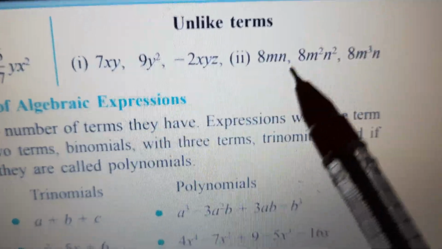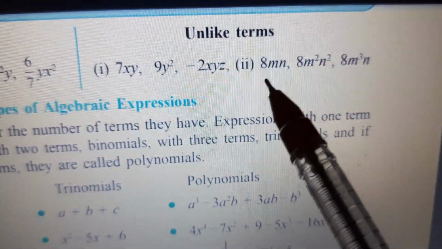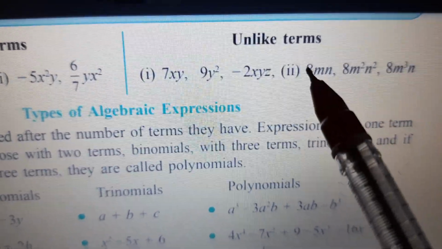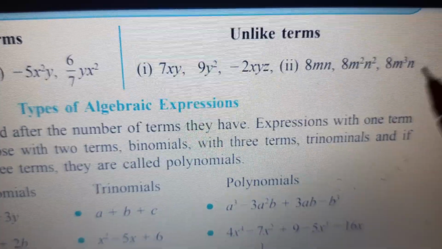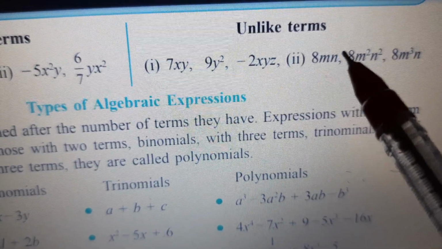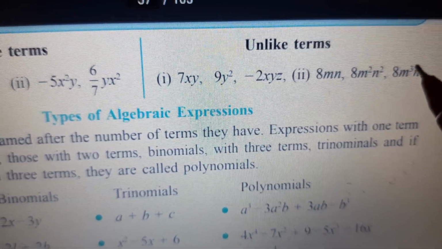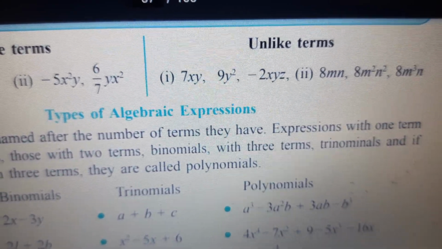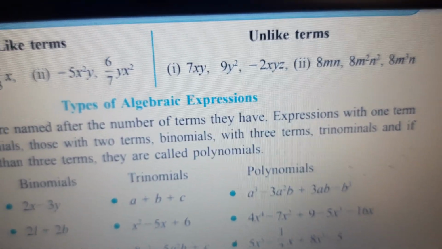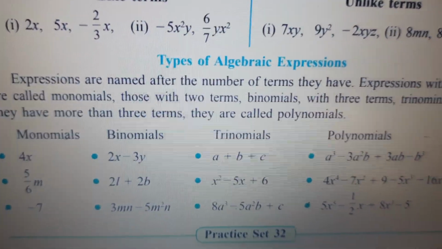Second example in unlike terms, 8mn, 8m square n square, 8m cube n. 8 is a coefficient, though 8 is the same, that does not make it a like term because the variables are mn, mn, mn. But the power is different, children. M raised to 1, n raised to 1. Here it is m raised to 2, n raised to 2. And here it is m raised to 3 and n raised to 1. So these are unlike terms because the powers are different, children. So the variable also should be the same and the power raised to it should be the same. Then only we can term it as like terms.